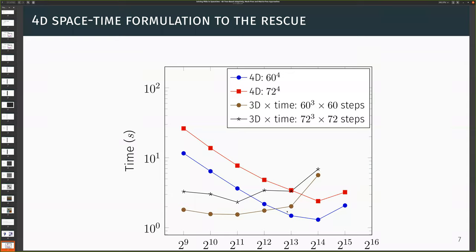This is in the space-time approach. For any problem, depending on the level of parallelization, after some point as you increase the number of cores, the synchronization cost is going to dominate. But we have increased the level of parallelization, so you can move from 2000 cores to 8,000 cores.